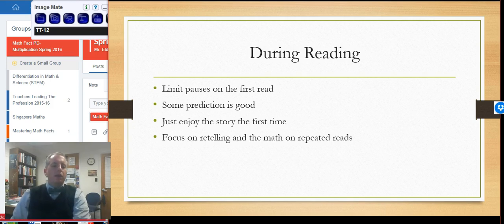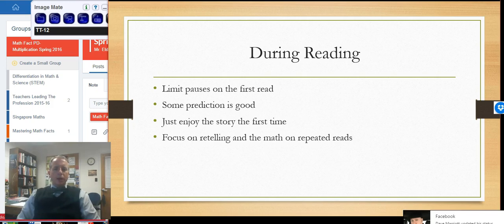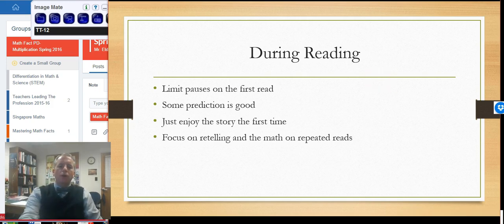So anytime we share these texts, we're going to go through some of these reminders, like limit pausing. Predicting a little bit is good, but spending a lot of time predicting is probably not the place we want to spend our time. We really just want to focus on enjoying the story the very first time. And then we can get into focusing on retelling the math as we read it again and again in the future.